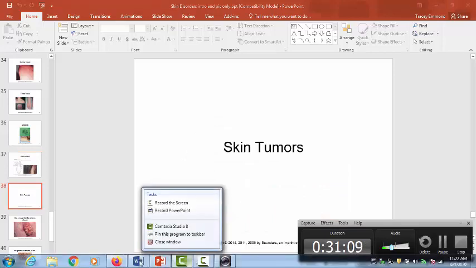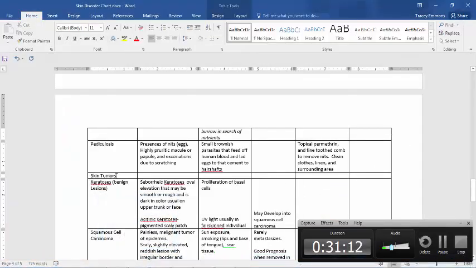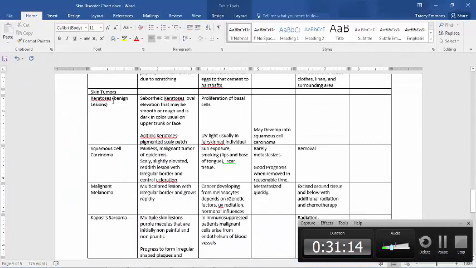Then lastly, we go into the skin tumors. We have the keratoses, which are benign lesions, and they're broken down into two categories: seborrheic keratoses and actinic keratoses. The seborrheic are a proliferation of the basal cells. These are benign. They're an oval elevation that may be smooth or rough, and is dark in color, usually on the upper trunk or face.